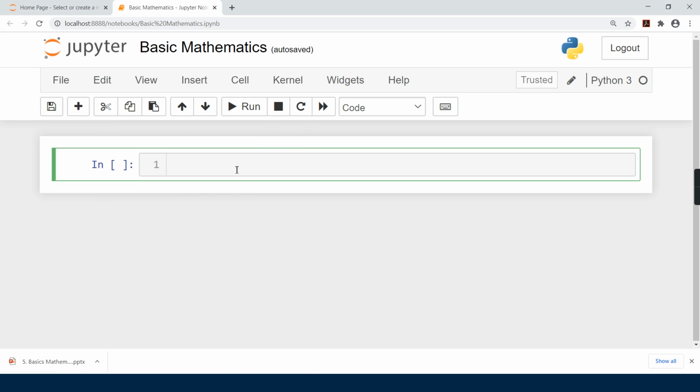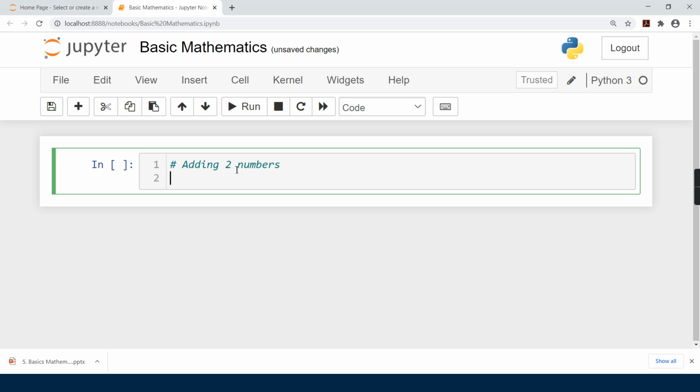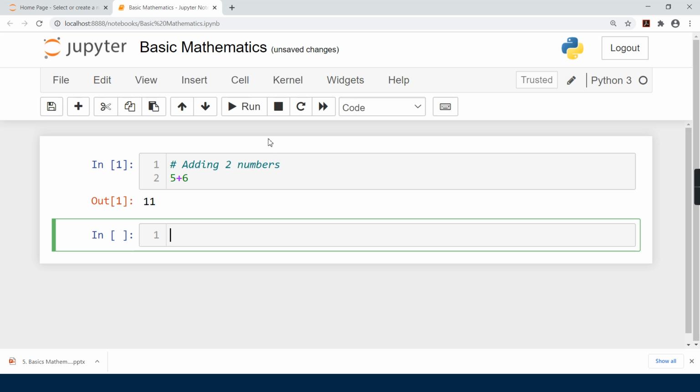Okay, so here I'm in my Jupyter Notebook. We'll start off with the basic addition. Continuing from the previous topic of comments, let's write a small comment. I'll just mention it as adding two numbers. And here, let's just add two numbers. Let's say 5 and 6. If I simply say 5 plus 6, we'll get the output as 11.